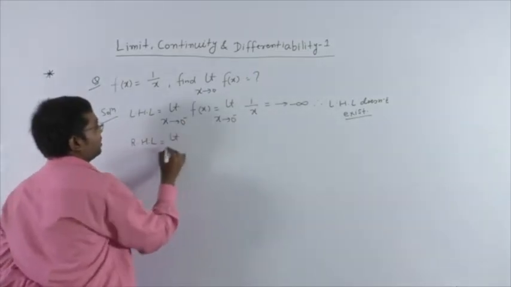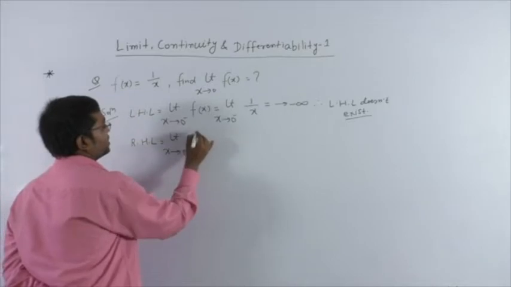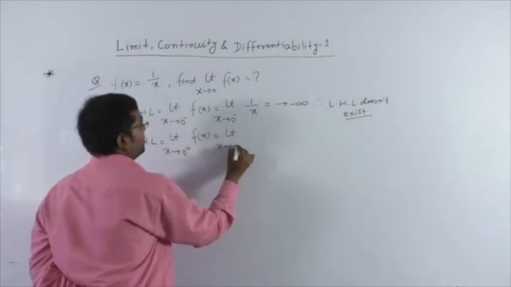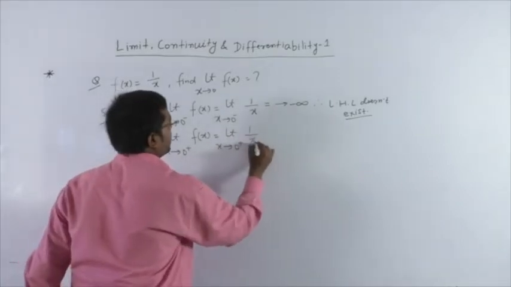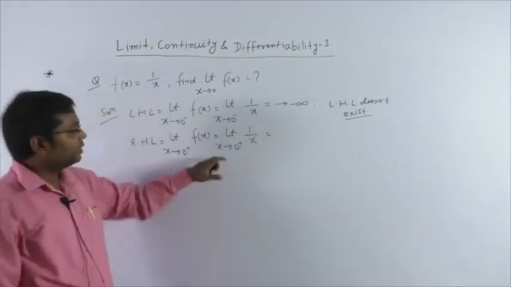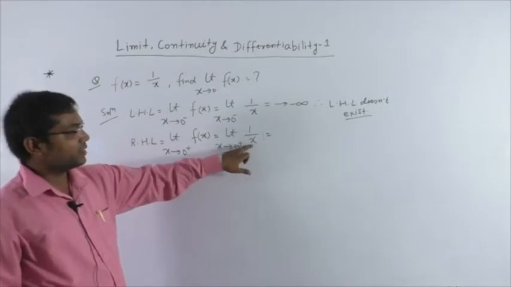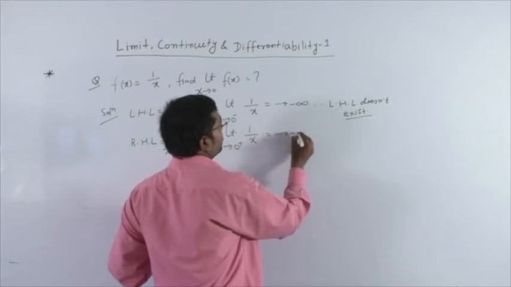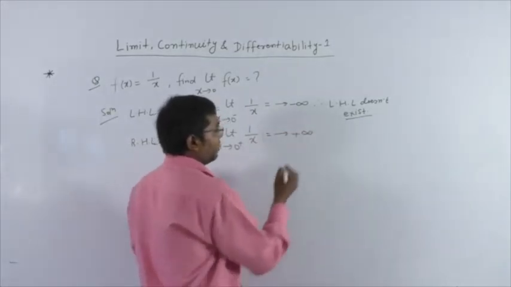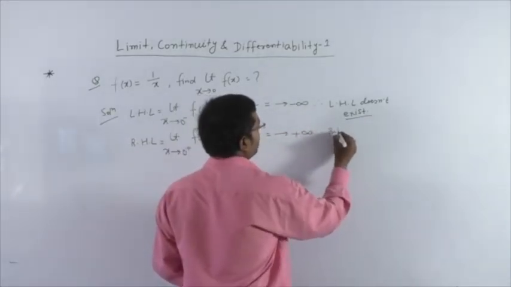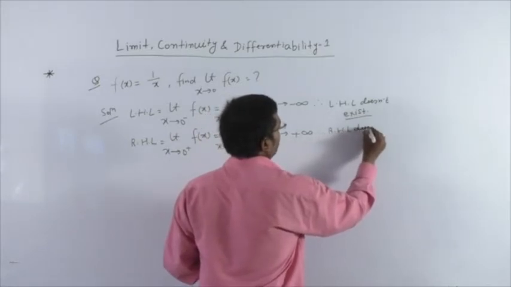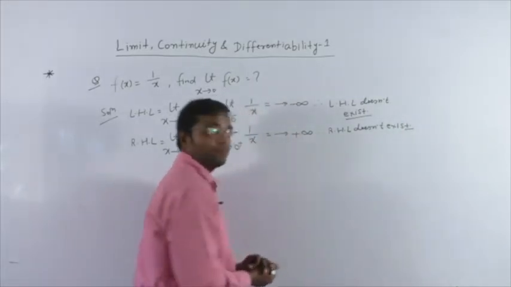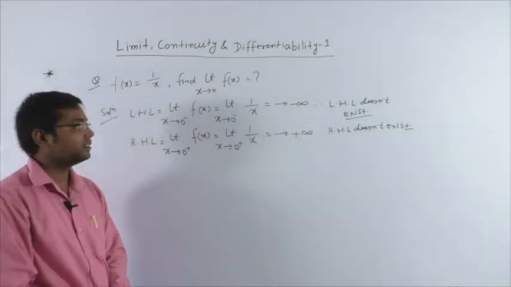The right hand limit will be the limit as x tends to 0 plus of f(x). Okay, the limit as x tends to 0 plus of 1/x. Now see here, x tends to 0 plus. It's a very small quantity which is greater than 0. So this will tend to plus infinity. And also the right hand limit does not exist.